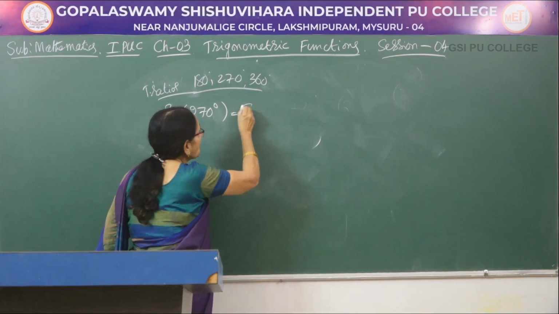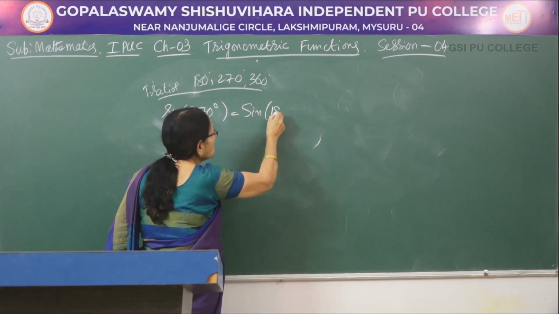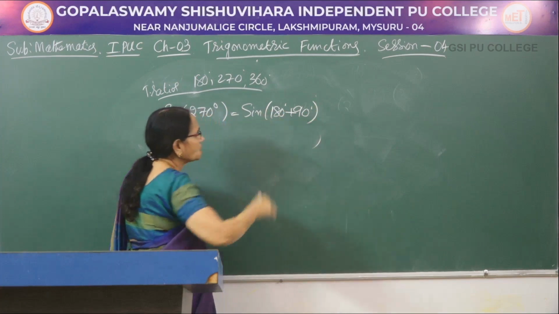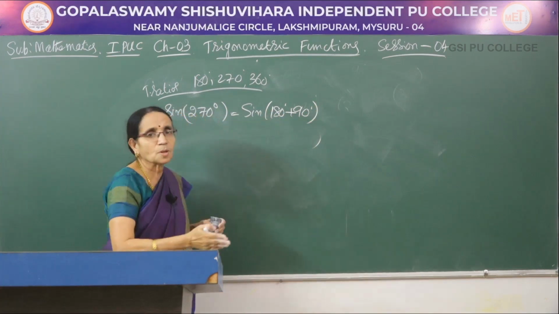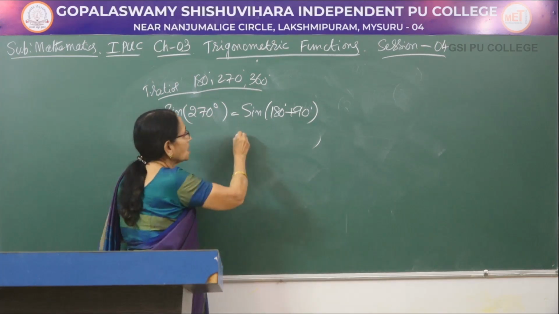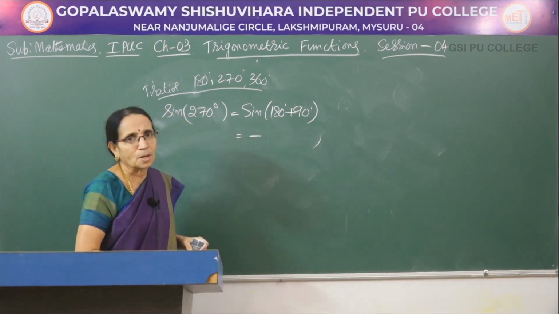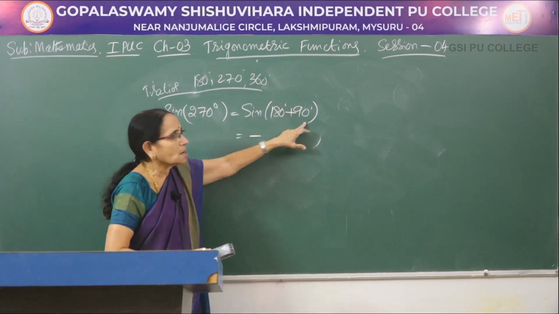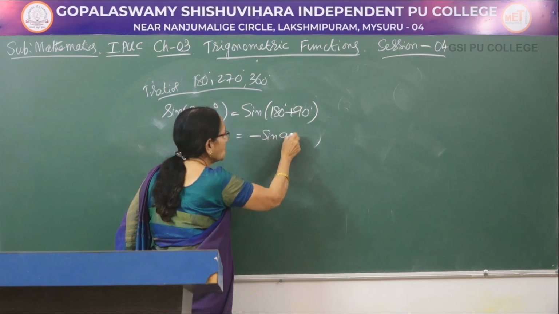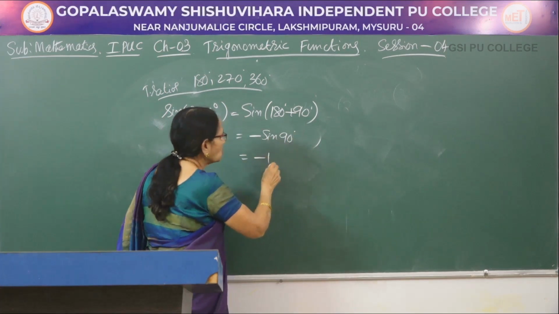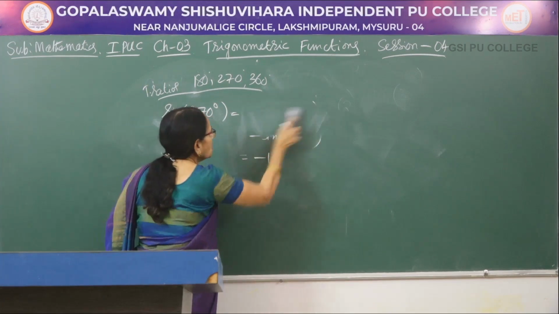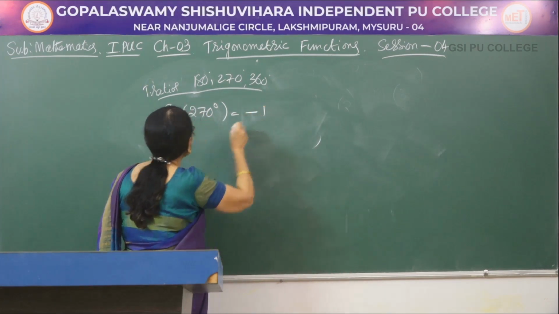So, write it as sin of 180 plus 90. Now, 180 plus something means it comes to the third quadrant. In the third quadrant, sin is negative, so write the minus sign. Omit this angle, take the other angle, that is sin 90. Sin 90 is equal to 1 as you know. So, this value becomes minus 1. Hence, we have here minus 1.